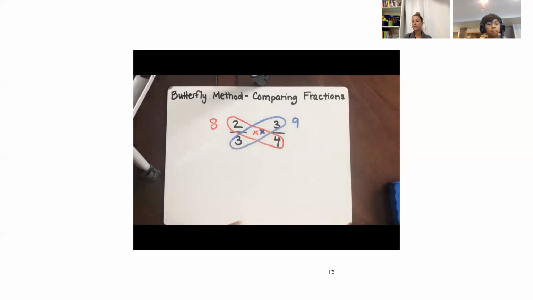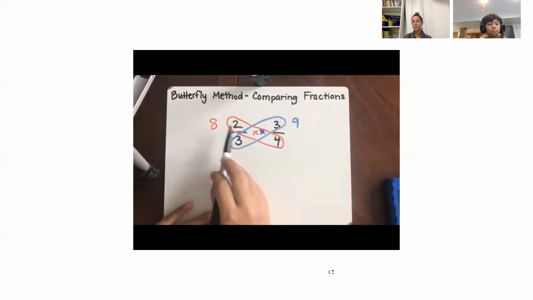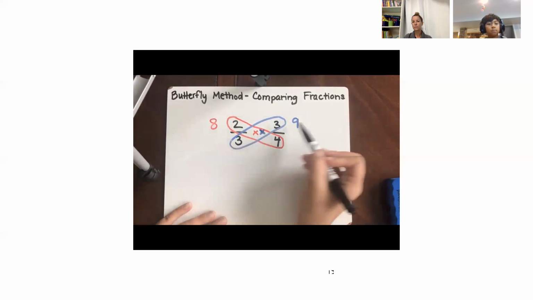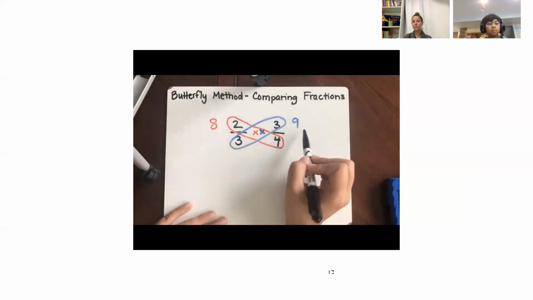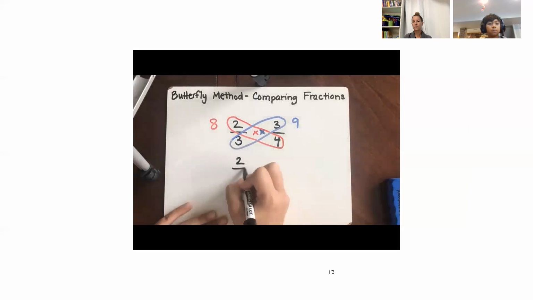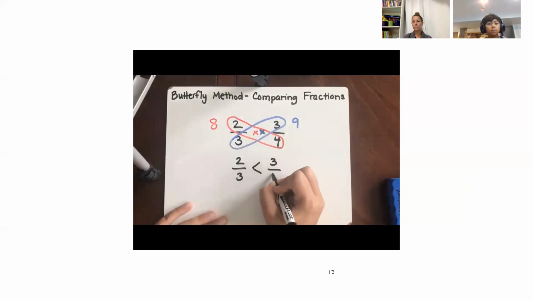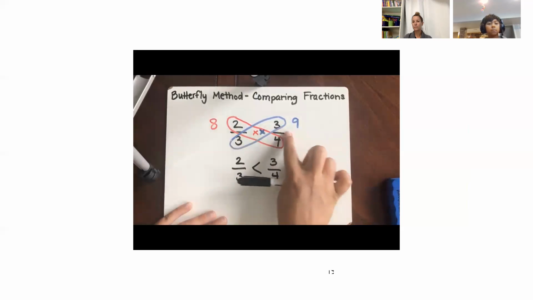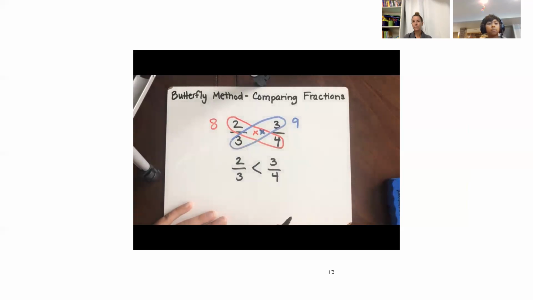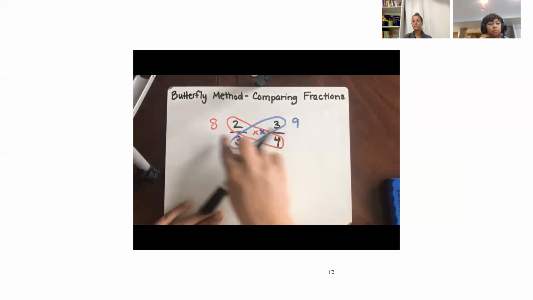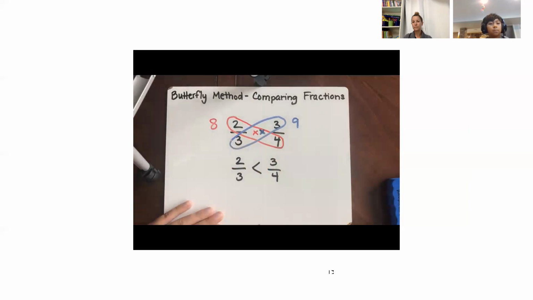Now all I need to do is compare my products. When I cross multiply, 2 times 4 gave me 8, and 3 times 3 gave me 9. Since 9 is greater than 8, you can say that 2/3 is less than 3/4 because 8 is less than 9. So that's just a little way that you could see which fraction was greater than the other. Because 9 is greater than 8, 3/4 is greater than 2/3, or 2/3 is less than 3/4. Let's try it with another one.